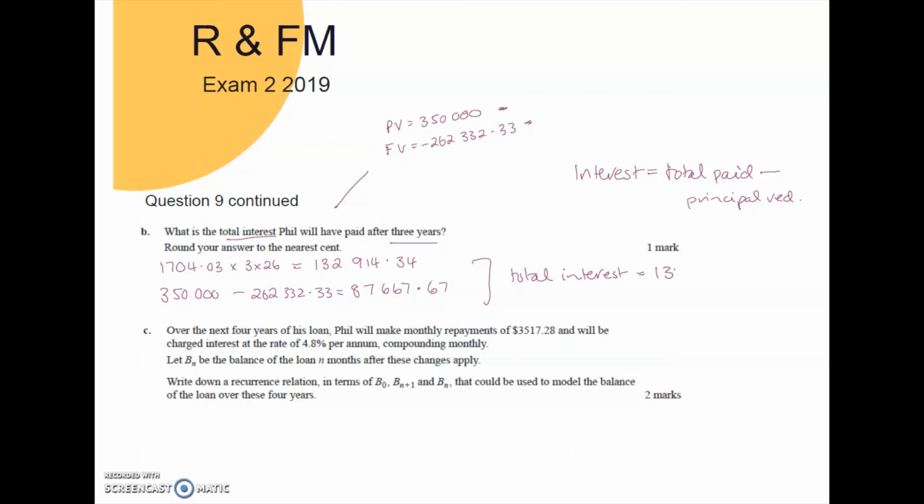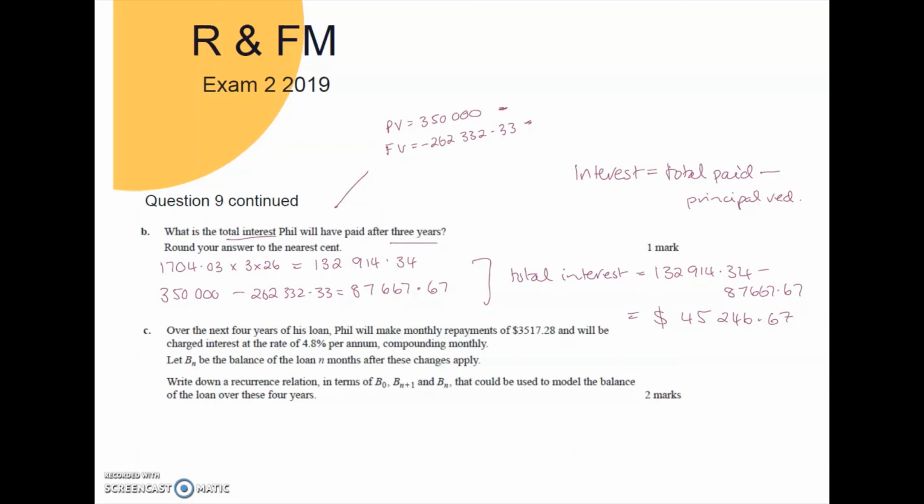And so therefore our total interest will be the difference between those. So 132,914.34 minus 87,667.67, and there we get our total interest at $45,246.67.